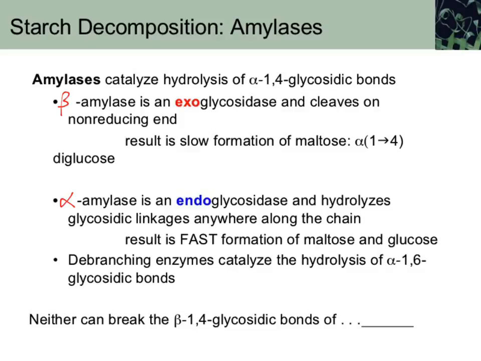All right, why do we want two different types? If we just worked at the ends, we're going to produce energy, right? We're going to get glucose molecules. But how many ends are there? There's 2. Okay, so yes, I can produce energy, but I can really only produce sort of 2 energy equivalents at a time. What happens if I have an endoglycosidase?